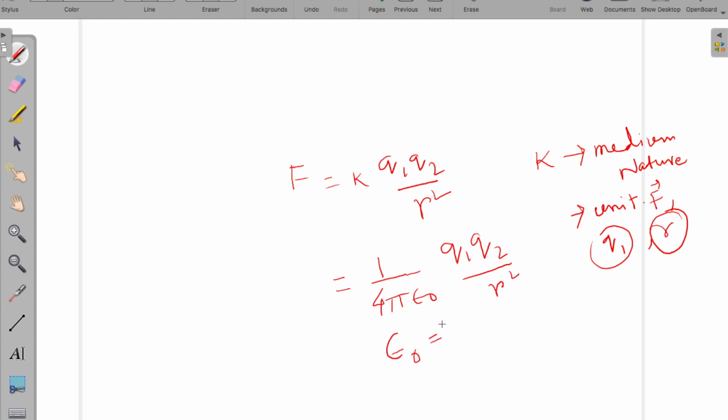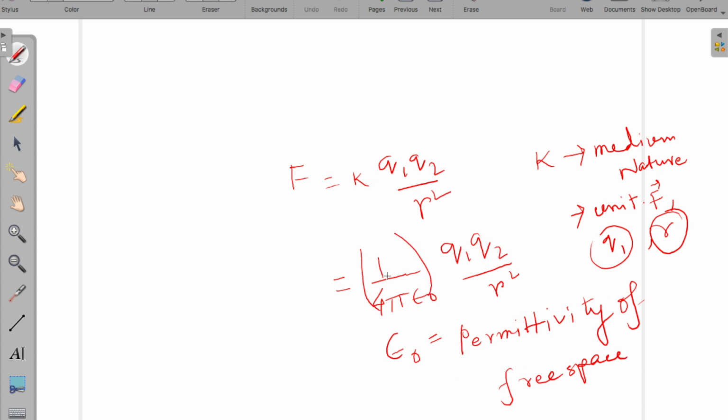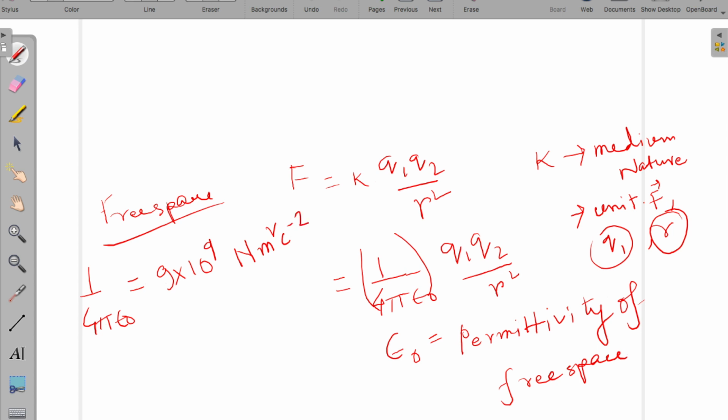Here epsilon naught is permittivity. Epsilon naught is known as the permittivity of free space. So the value 1/4 pi epsilon naught is a constant, and for free space its value is 9 into 10 to the power 9 Newton meter square per Coulomb square. Very important. This point is to be remembered.